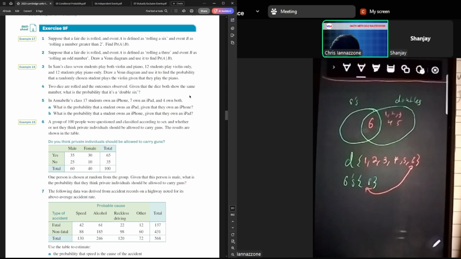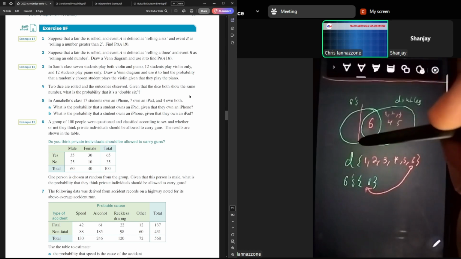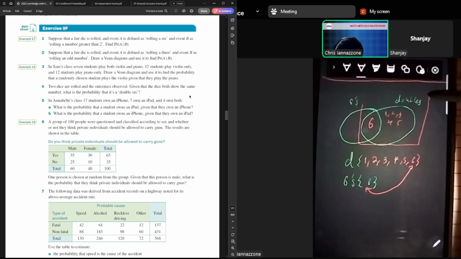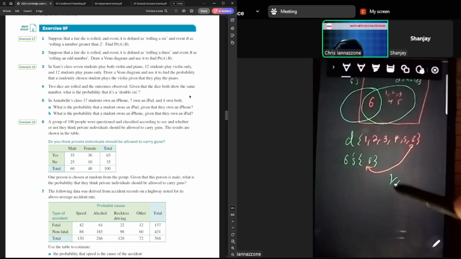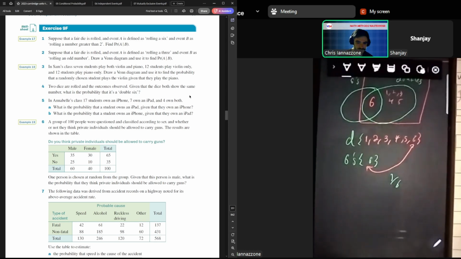So when we're looking at this conditional probability, which is only looking within the doubles, what's the probability of rolling a 6? We have 1, 2, 3, 4, 5, 6 total elements, one of which is a 6. So 1 out of 6.